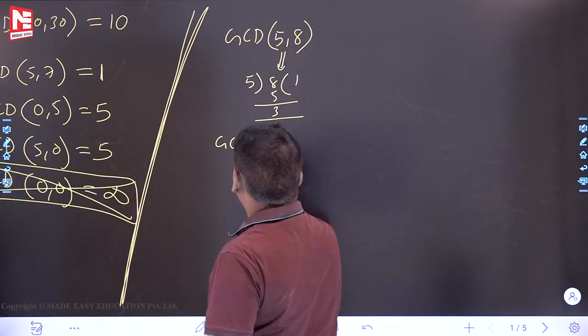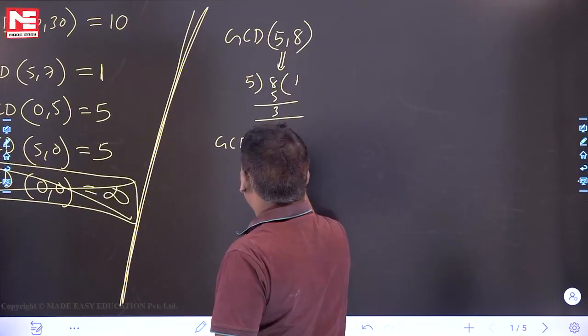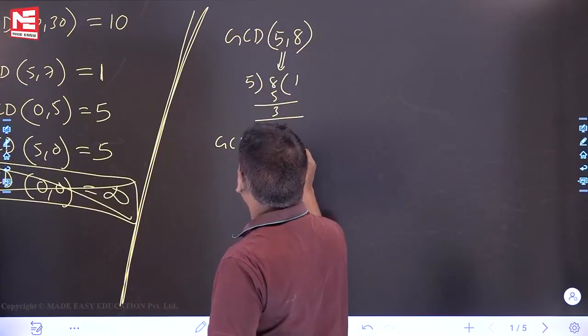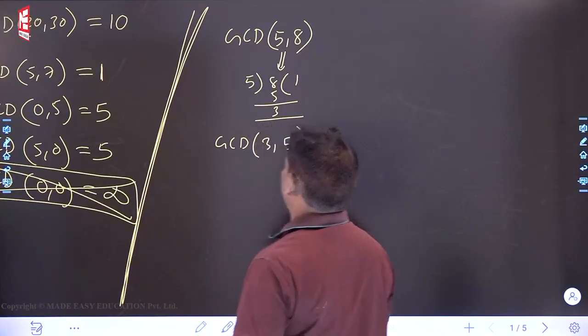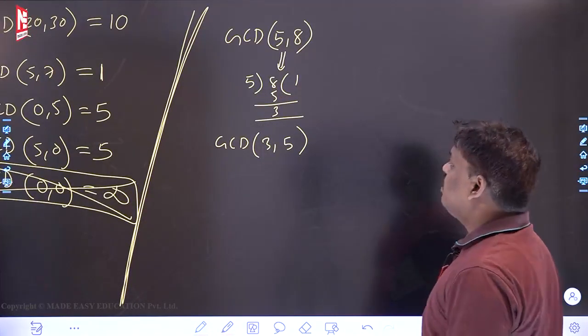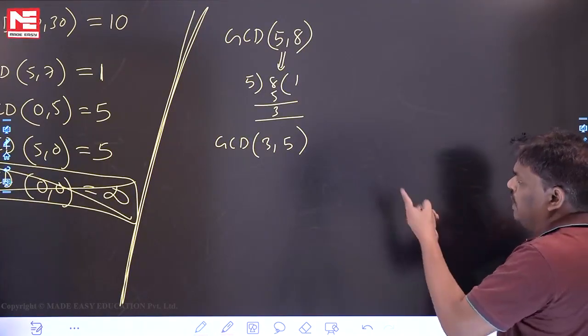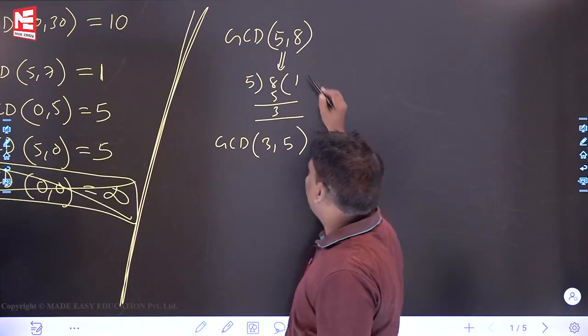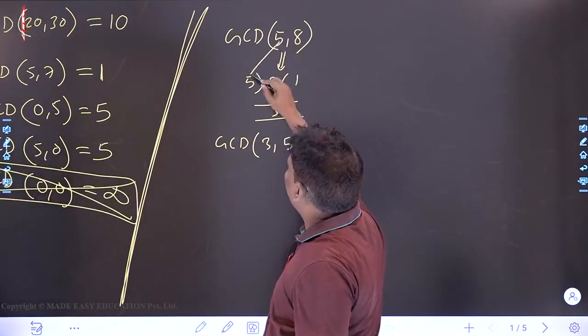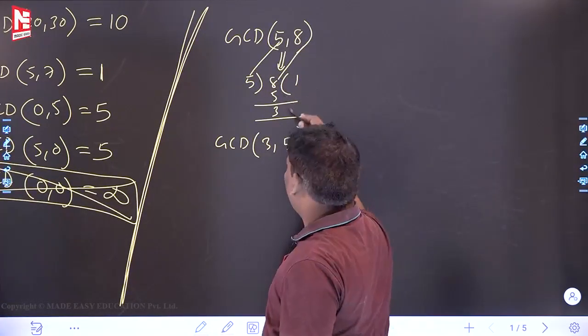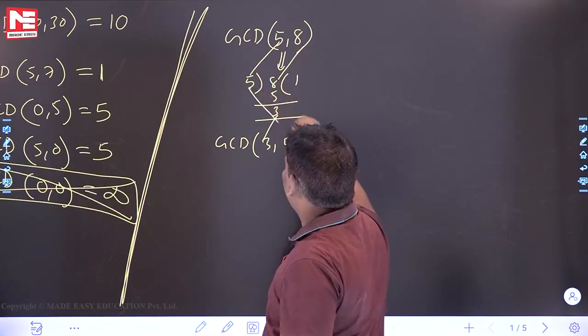So see this next one. GCD of: whichever is the remainder, keep in the first place. The number with which you divided, keep in the second place. Like this, just divide with the remainder. Repetitive division, divide like this. GCD of 3 comma 5. GCD of 5 comma 8: 5 will come here, 8 will come here. Just take the remainder.